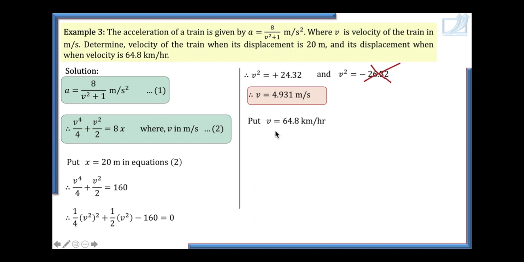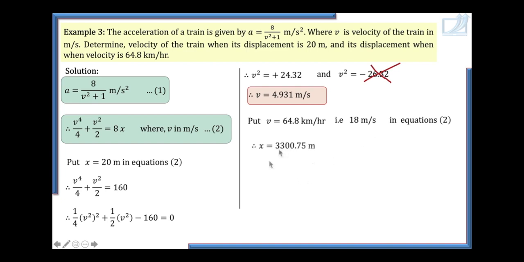Now the second part of the problem: you are asked to find displacement when velocity is 64.8 kilometers per hour. So 64.8 kilometers per hour is 18 meters per second. In equation 2, you are going to put 18 meters per second, not 64.8 kilometers per hour. Hours in seconds is 3600 seconds, and kilometer in meters is 1000 meters. So 1000 by 3600. You must be knowing how to convert kilometers per hour into meters per second.